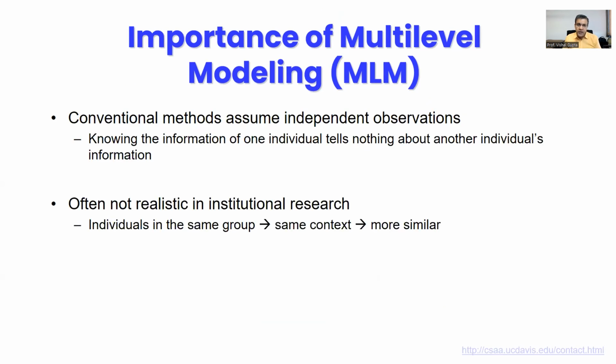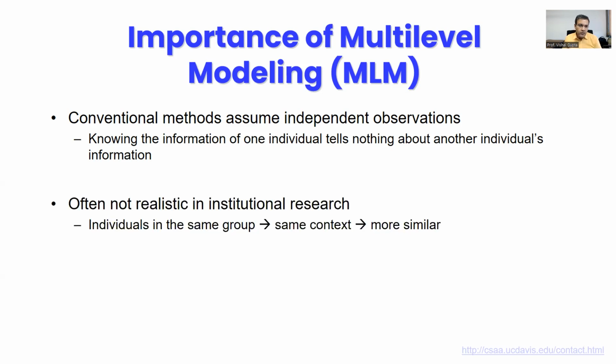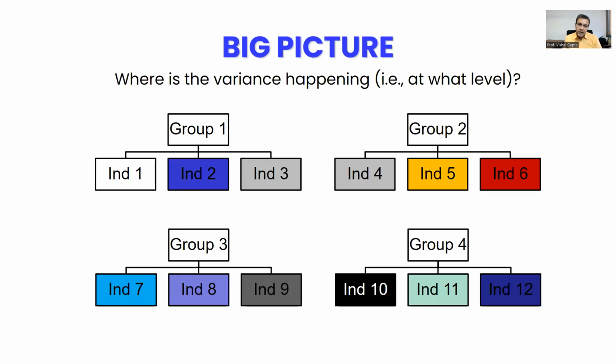Conventional methods assume independent observations. I talked about it. Knowing the information of one individual tells nothing about other individuals' information. This is often not realistic in management research. Individuals in the same group have the same context and therefore they are more similar, right? Individuals within the same school share a lot of common characteristics, so they will show lesser variation, so the standard errors would be smaller. And this is a beautiful diagram.